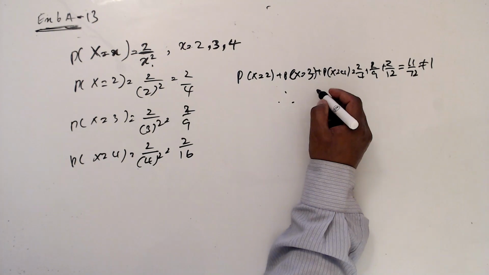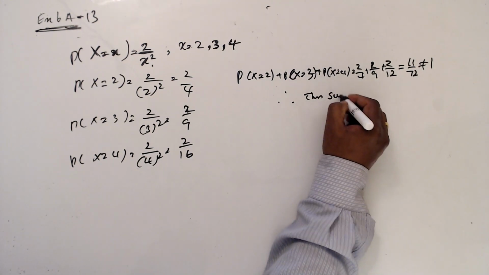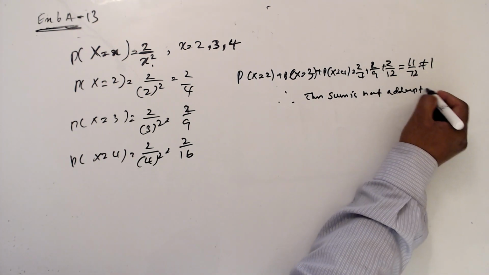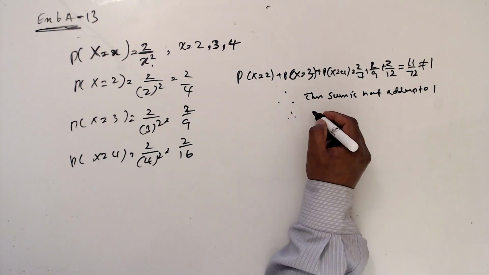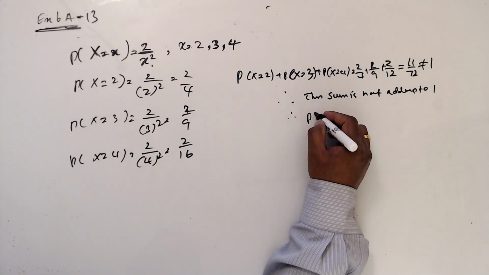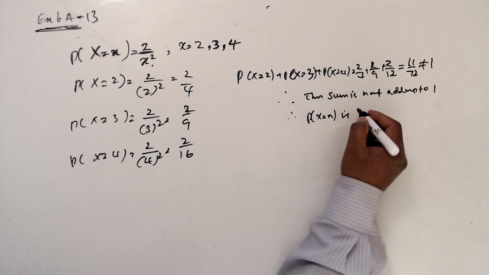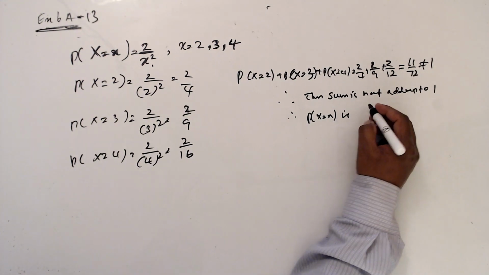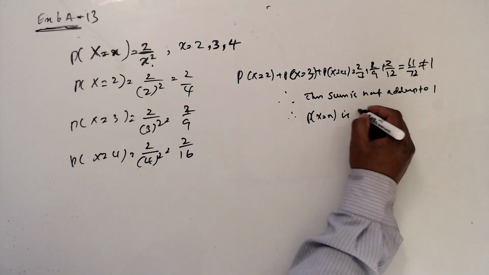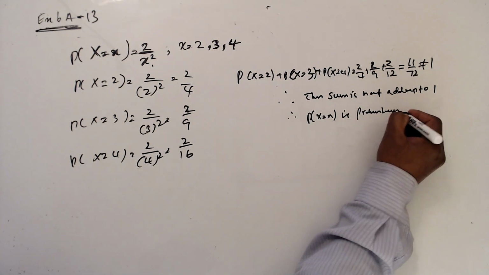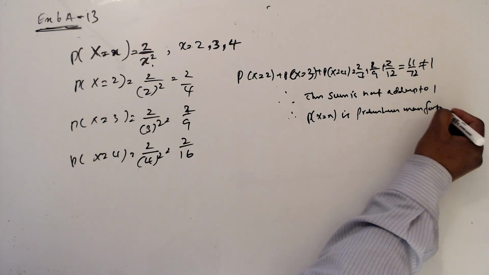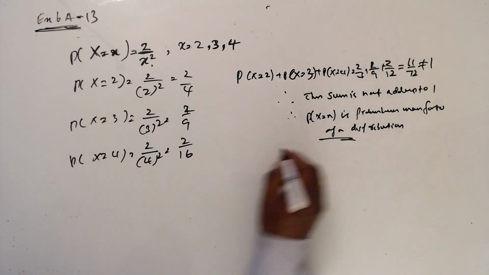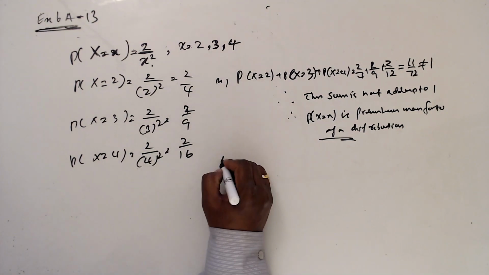Hence, the sum does not add up to 1. Hence, P(x) equal to 2 over x squared is not a probability mass function of a distribution. That is part A. Part B.